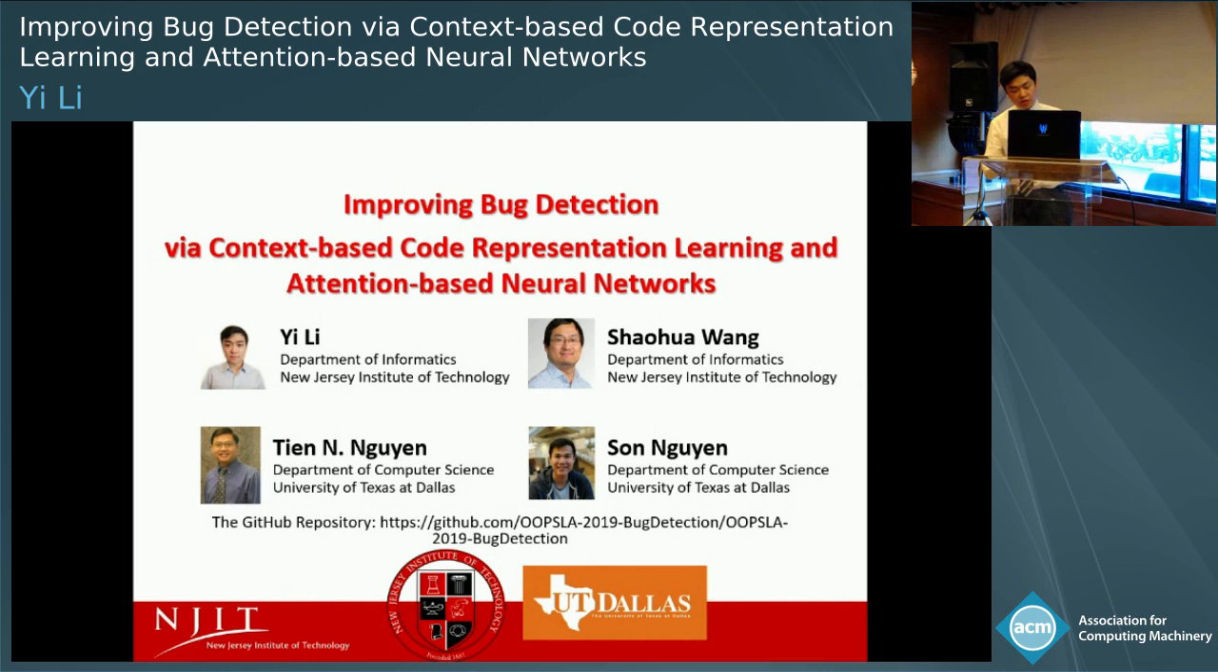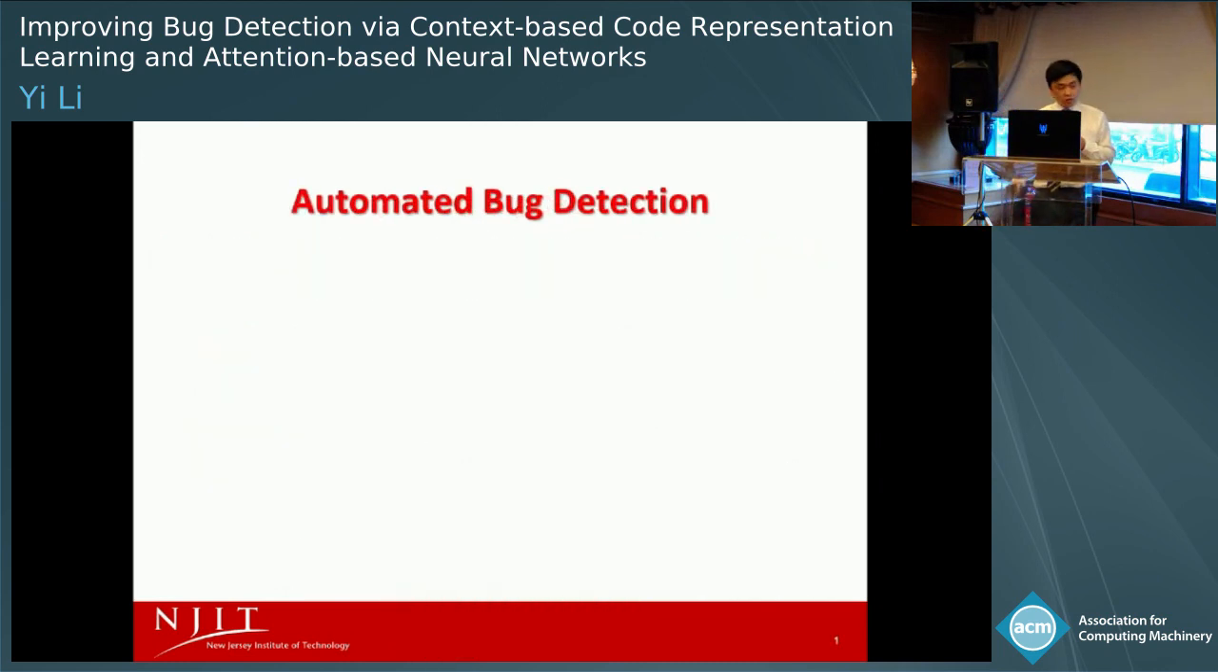So today our topic is improving bug detection with context-based code representation learning and attention-based neural networks. Before talking to you about our approach, I would like to talk a little bit about automatic bug detection. In the software development process, bug detection has become more important to help developers find bugs and improve their efficiency. And there are several state-of-the-art automated bug detection approaches.